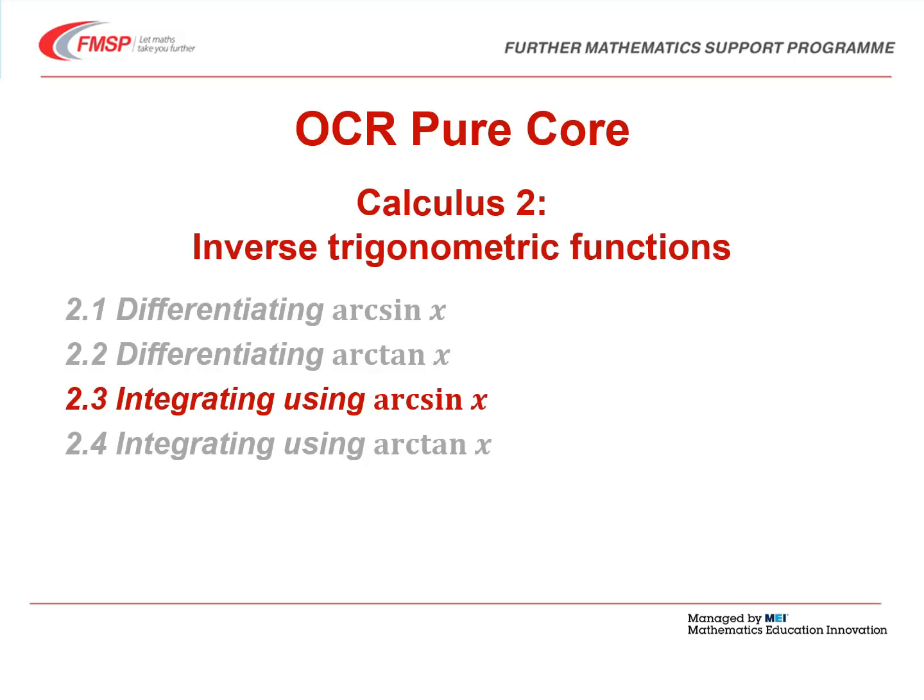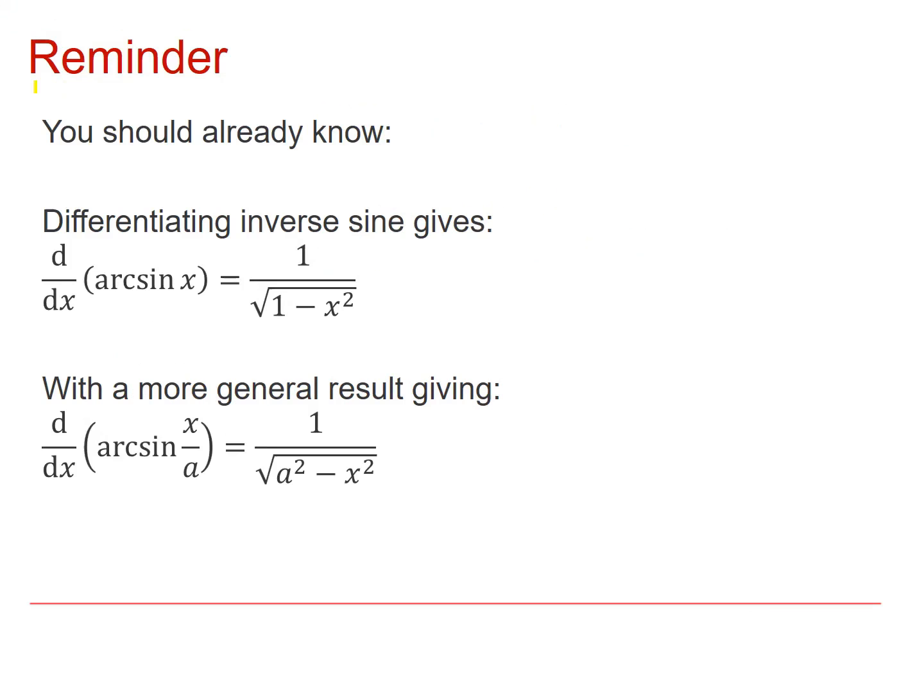This is a video for OCR Pure Core Mathematics, Calculus 2, Inverse Trigonometric Functions, 2.3, Integrating using arcsin x. We should already know that if we differentiate the inverse sine, arcsin x, we get 1 over root 1 minus x squared. And a more general result, differentiating arcsin x over a, gives me 1 over root a squared minus x squared.